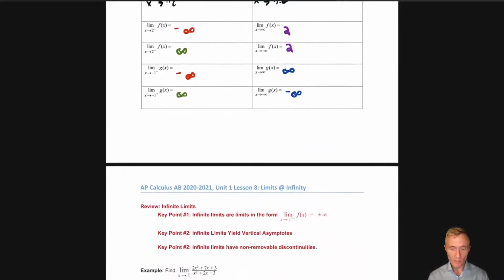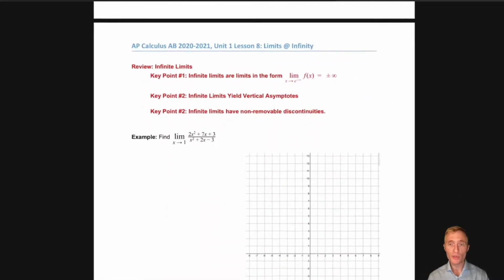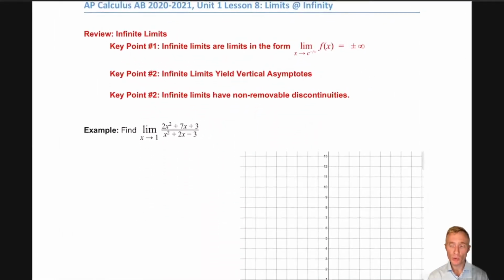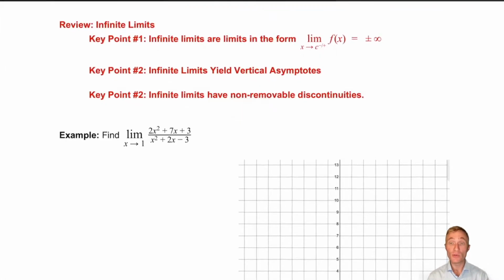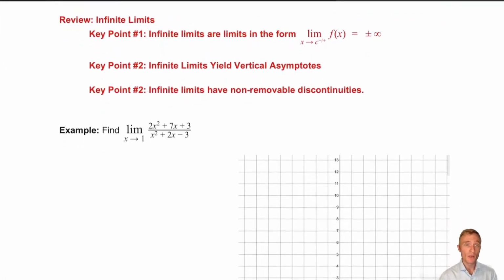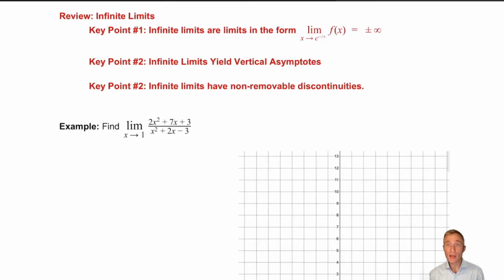Even though we're focusing on them, I do want to do a quick review so you can tell the difference between what you would be asked to do analytically, meaning if you didn't have a graph to look at. Key points on infinite limits. We know what they look like from above. They yield vertical asymptotes, and they have non-removable discontinuities. So let's say you saw this on the AP exam and you said, oh, that screams factoring. I'm not even going to try direct substitution because I bet this will factor.